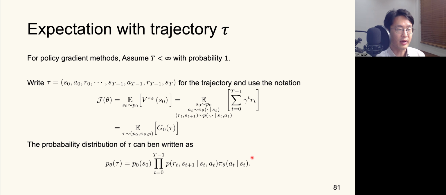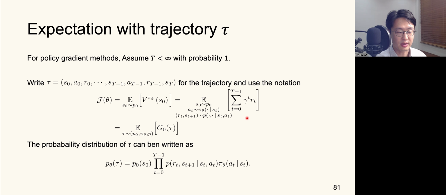So for policy gradient methods, for the sake of simplicity, let's assume that the terminal time is finite with probability 1. So let's write tau to denote the full trajectory. Let's use this notation. And we'll further use the notation that the objective function J theta is, again, equal to the expectation of v pi theta.